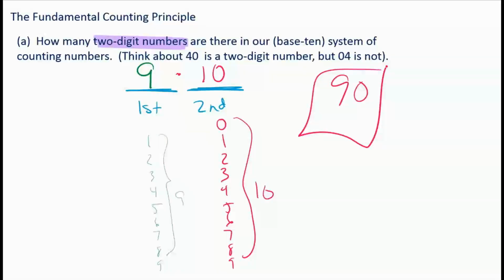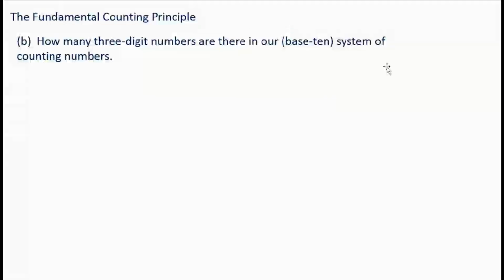So, counting principle. Notice we didn't list them. We didn't start from 10 up to 99 and count how many numbers that was. We just used the multiplication principle. So let's try another one and see if we can use it again. So how many 3-digit numbers are there in our base 10 system of counting numbers?